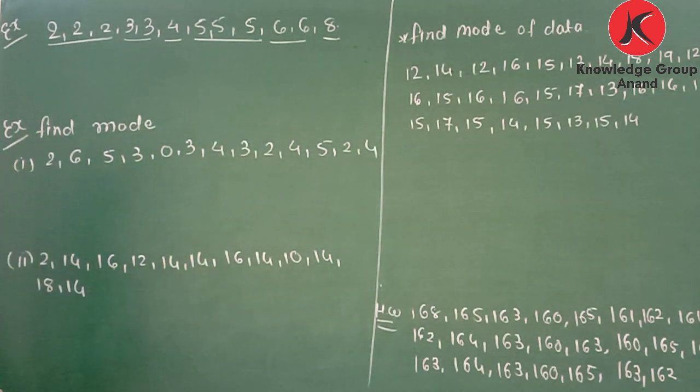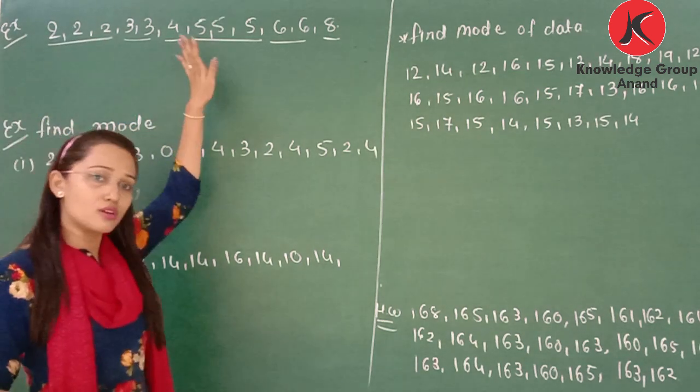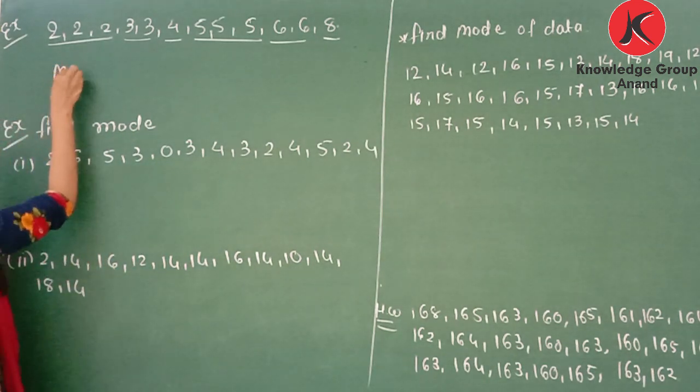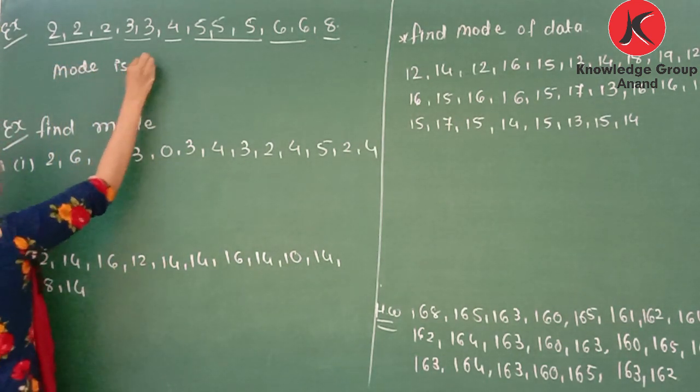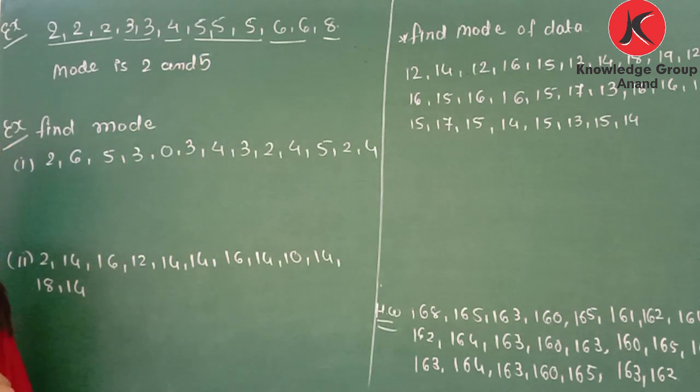So which is the maximum repeated value? You can see 2 is repeated 3 times and 5 is also repeated 3 times. So mode is 2 and 5. Both data will be mode.